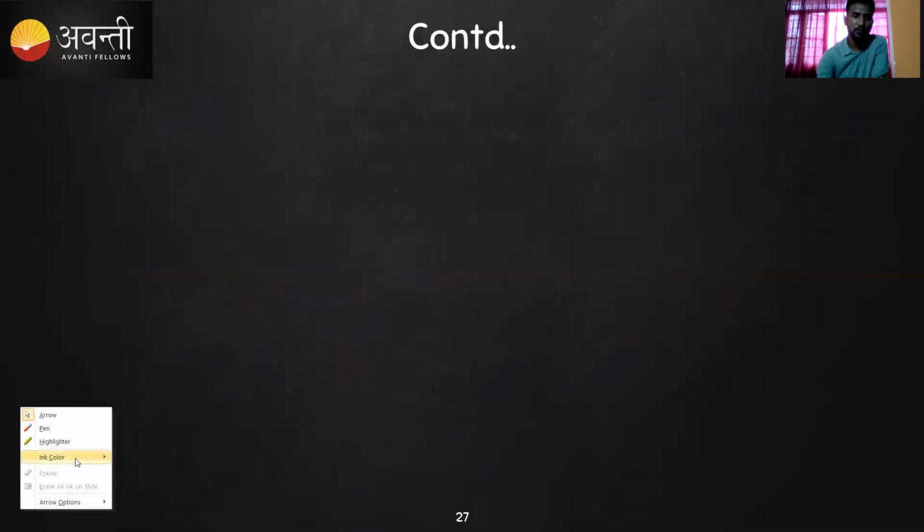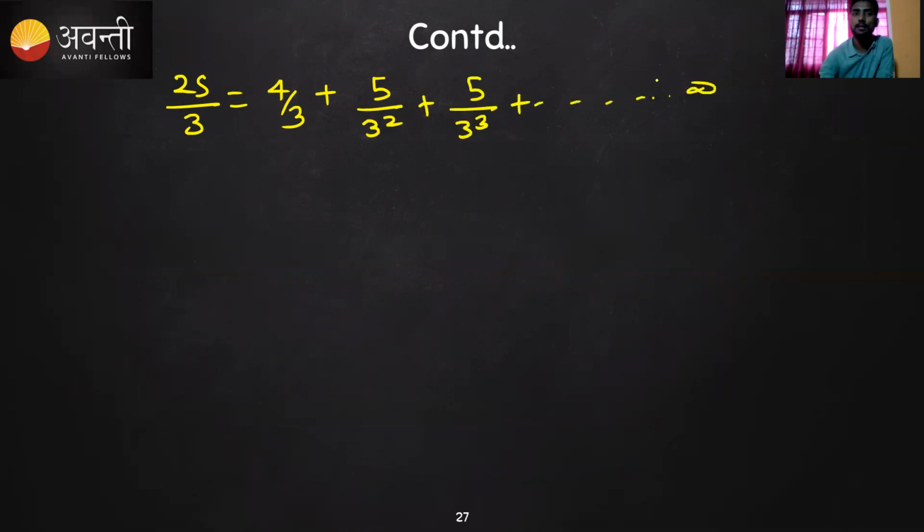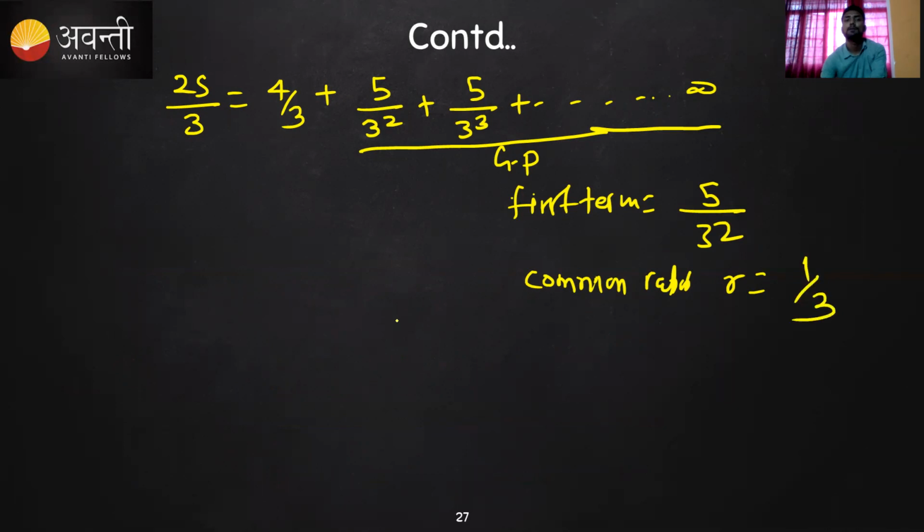So now we have this 2S divided by 3 equal to 1 plus 1 by 3, and then 5 by 3 square, then 5 by 3 cube, and it will go till infinity. So from here you can find this is basically nothing but a GP, where the first term is 5 by 3 square, and the common ratio R is basically 1 by 3, right? So I will be using these things.